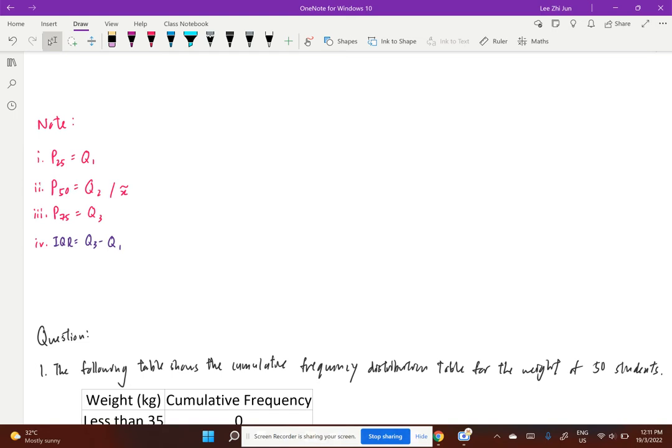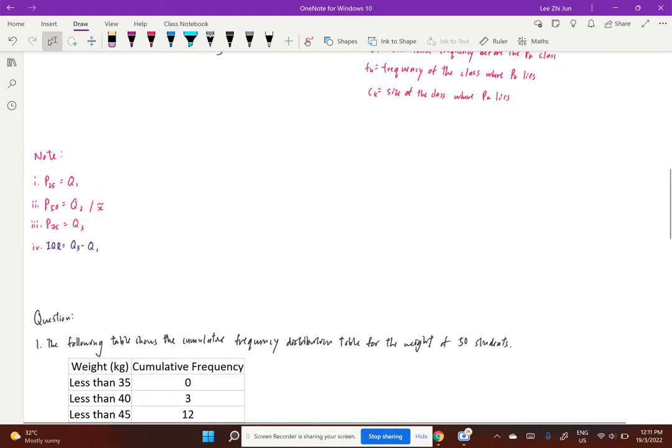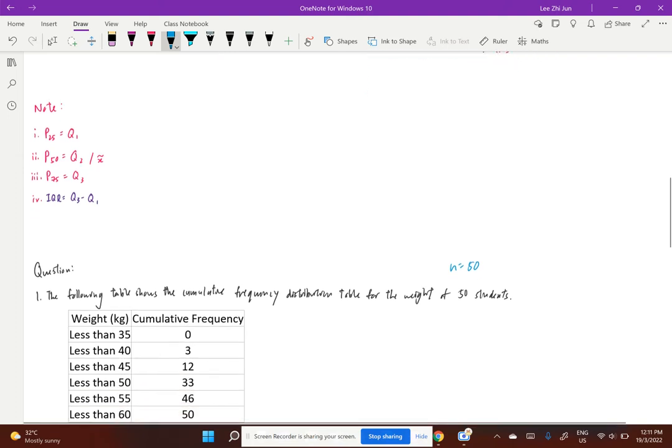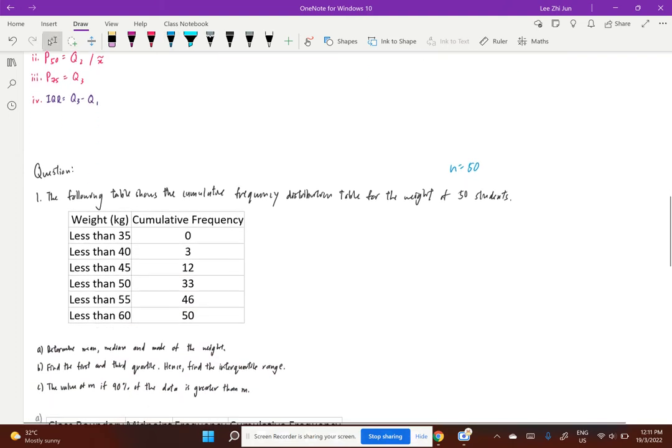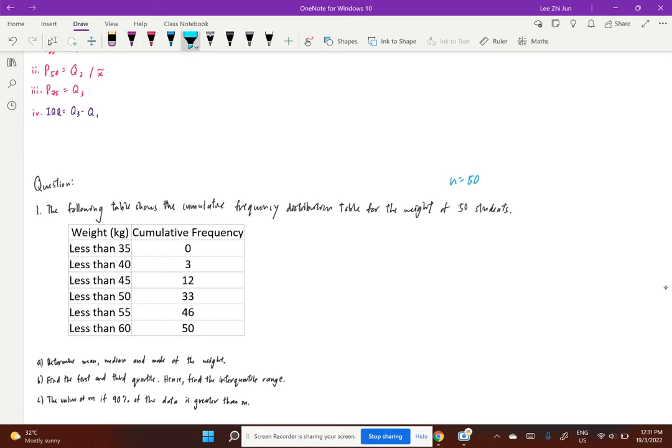The following table shows the cumulative frequency distribution table for the weight of 50 students. So we know that n equals 50. So here's the table we have. First we need to determine the mean, median, mode. Second, we find the first and third quartile and the interquartile range. C, find the value of n. This needs the percentile. Later we'll see. But before that, we will solve A and B first. So let's go.